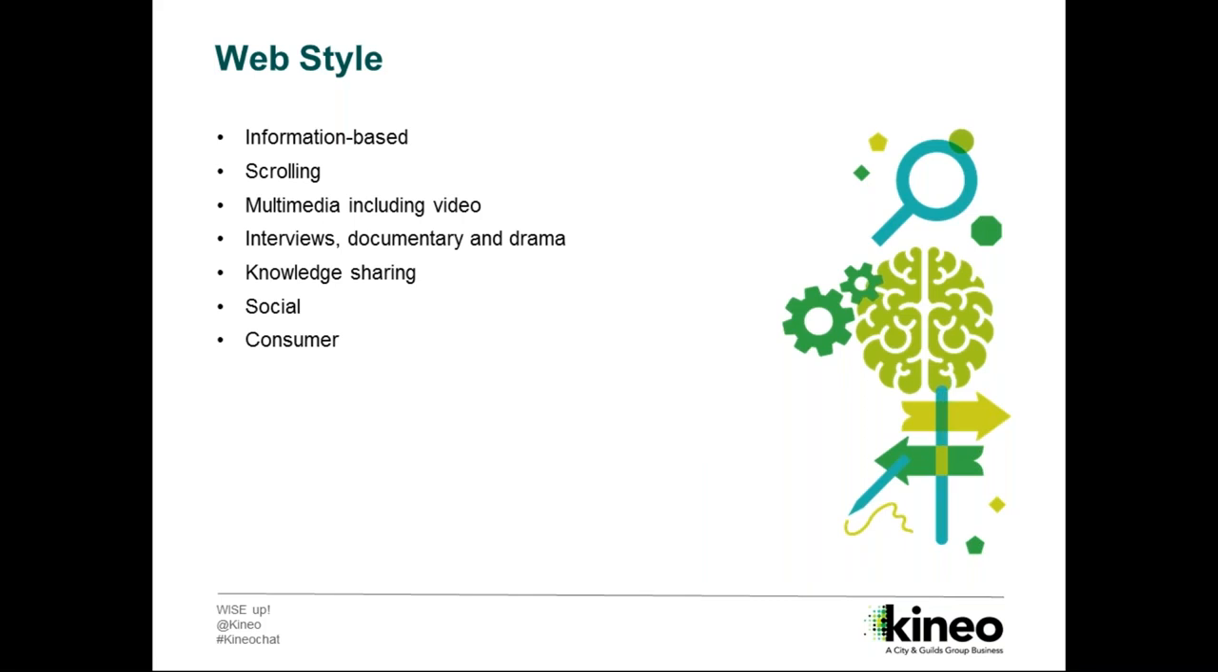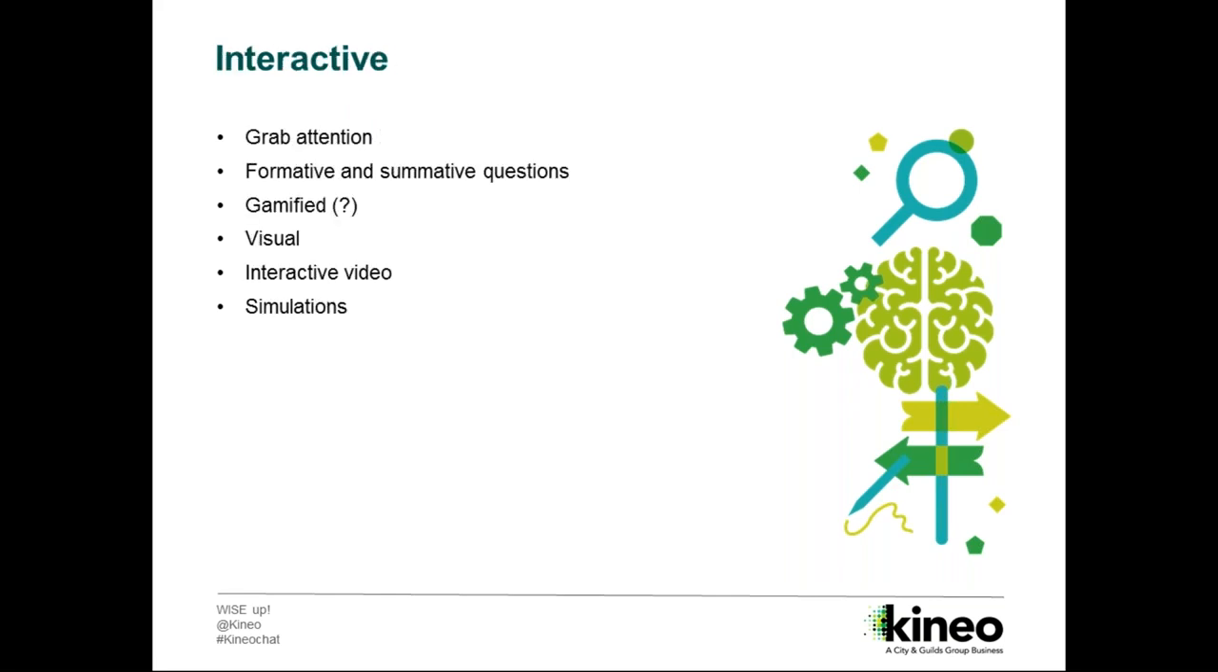So by web style, there are loads and loads of characteristics of the web as they relate to learning content, but here's some of them. By web style, what do we mean? We mean primarily information based, social. The key word here is probably again consumer, because the web is all about consumption. Even if it's reference material, even if it's learning, you don't call people who use YouTube, for example, learners. We still probably call them consumers. So I think that learning content increasingly has to have a web style to it and all that that means, which we'll explore in more detail as we go on.